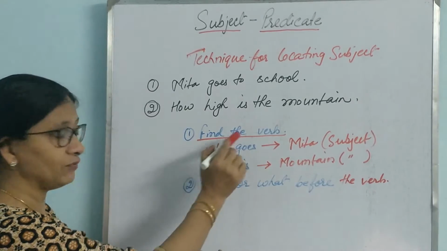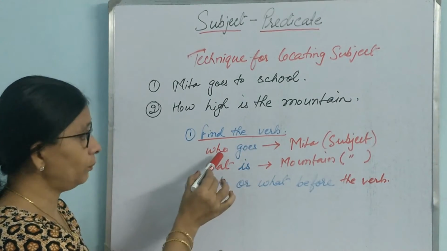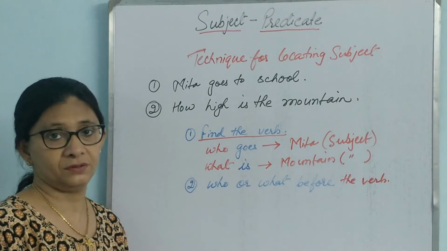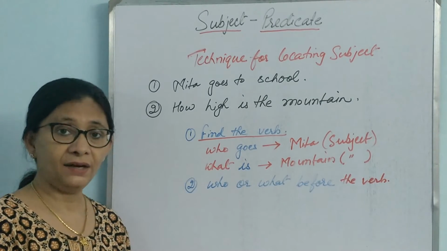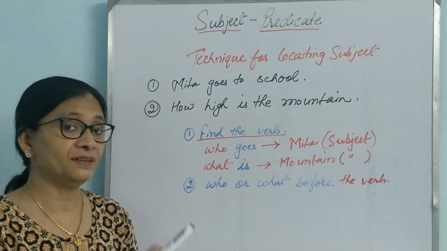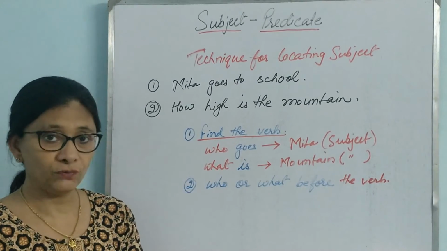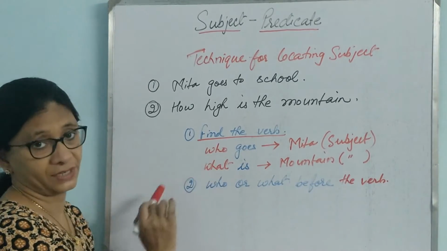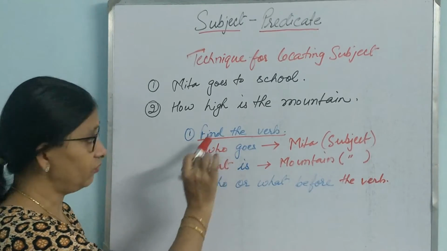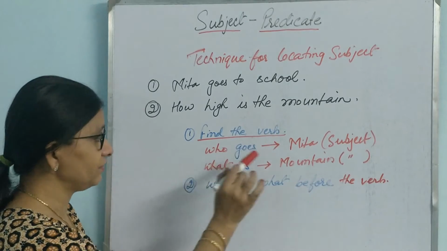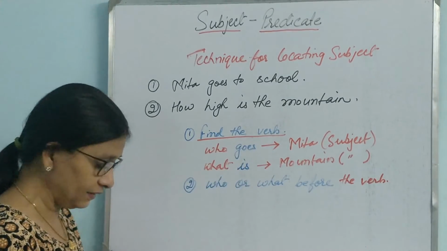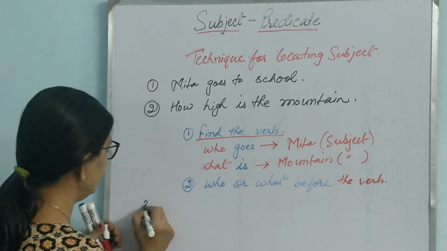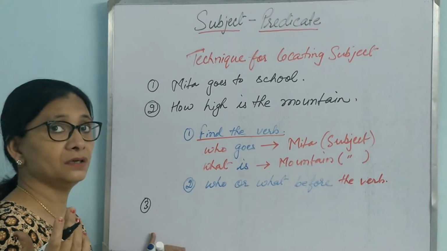After you have found the verb, you put "who" or "what" before the verb, and the answer is the subject. So, you don't have to be scared. Even if the subject is in the middle or at the end of the sentence, you will definitely get the subject if you follow this trick. First step, find the verb of the sentence. Second step, put who or what. Let us take some more examples. Like the third example, let us take one more example.